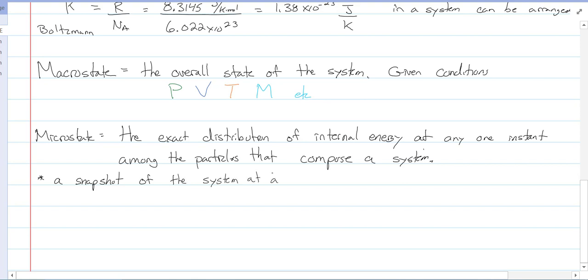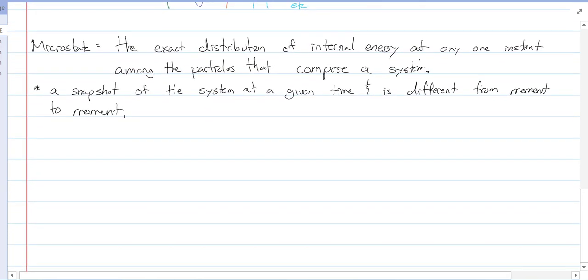at a given time, and it is different from moment to moment. Okay, so for example, if I drew acetic acid, HCCOOH, this is acetic acid here, with bonding like that. That's one microstate. That's where the electrons are.